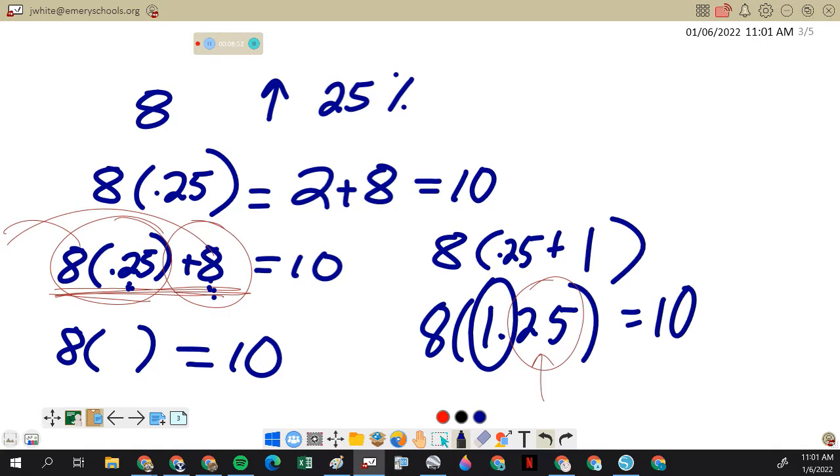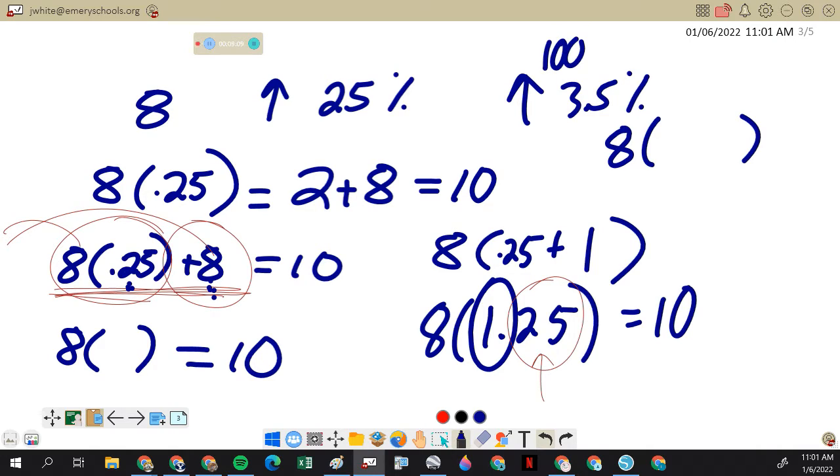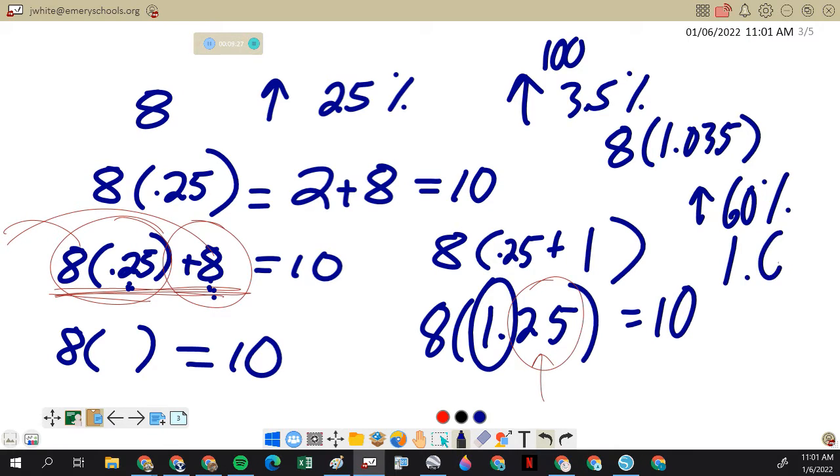Does that make sense? So how would I go up 3.5%? 8 times, not 4.5. Remember, it's 100% plus 3.5% would be 1.035. Right? How would I go up 60%? 1.6. Everybody see that? Okay.